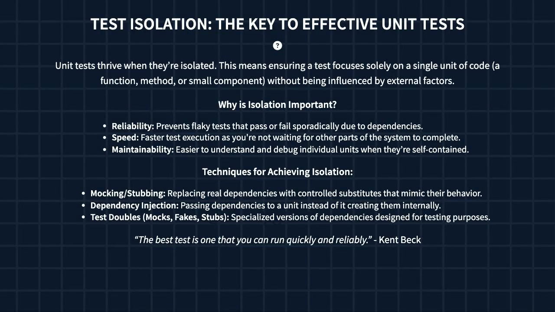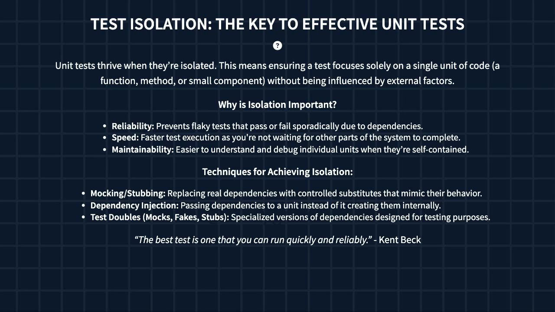Okay, let's talk about something super important in unit testing: isolation. Basically, we want our tests to be like little bubbles focused entirely on the piece of code they're examining. If a test depends on other things outside its scope, maybe a database connection or another function, it can become flaky and unreliable. It might pass sometimes and fail others because those external factors are changing. Isolation makes tests fast, predictable, and much easier to maintain.